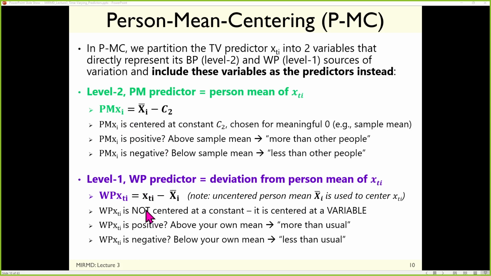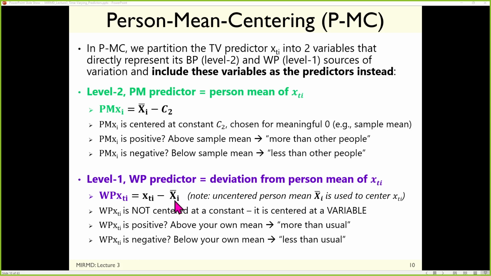At level 1, I take my original time-varying XTI and I subtract the uncentered person mean. Not the centered version, because then I'd be moving the intercept twice. So what 0 means is that you're at your own mean, whatever that is up here in level 2. A positive value for my new within-person x means that I'm above my own average. A negative value means that I'm below my own average. I'm going to shortcut that as more than usual or less than usual.